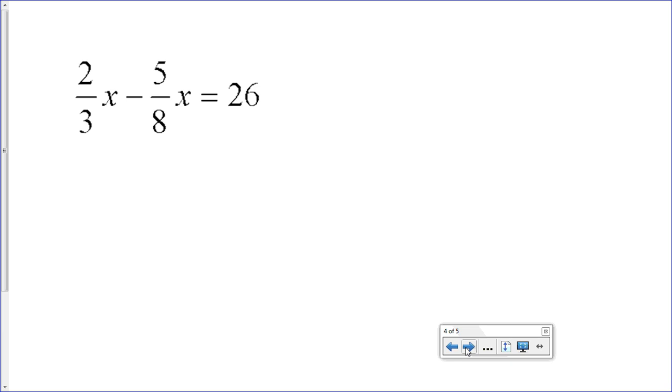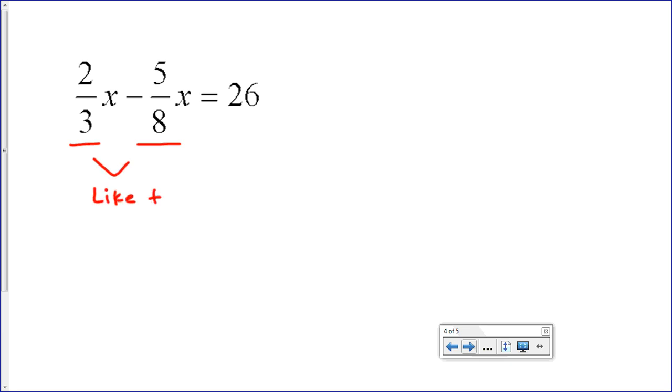This time I have fractions, so things get a little bit more complicated when we have fractions. Really what I could suggest is that you would maybe type this in your calculator. So what you see is that we have like terms. So I can combine this 2/3 x and this negative 5/8 x. So those are like terms. So I can combine those.